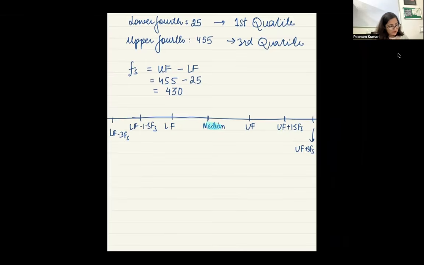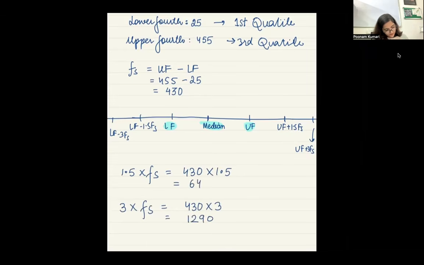Okay, so I know this. I need to find these 4 values. So first of all, what is 1.5 times Fs? 430 times 1.5. What is that? And I also have to find 3 times Fs. So what is this value? 645, right? And this one, 1290.